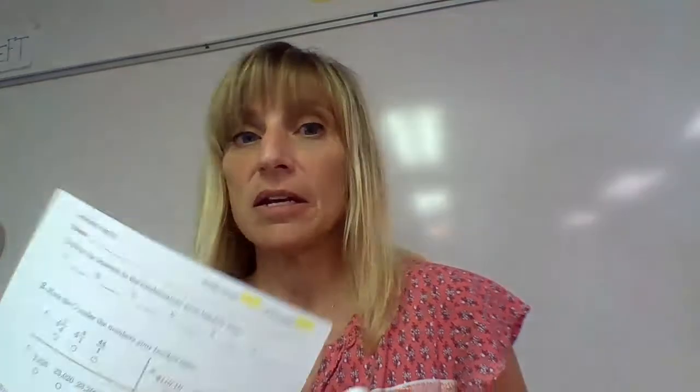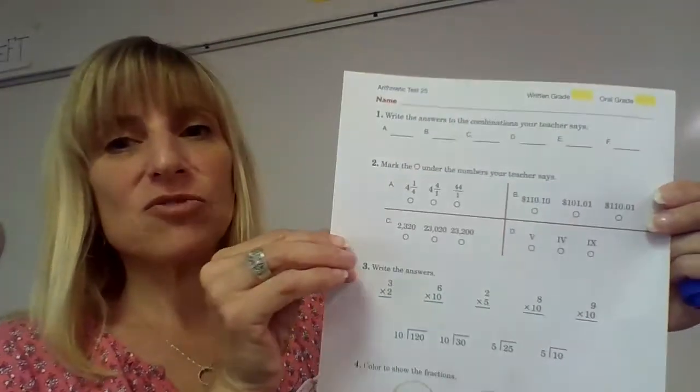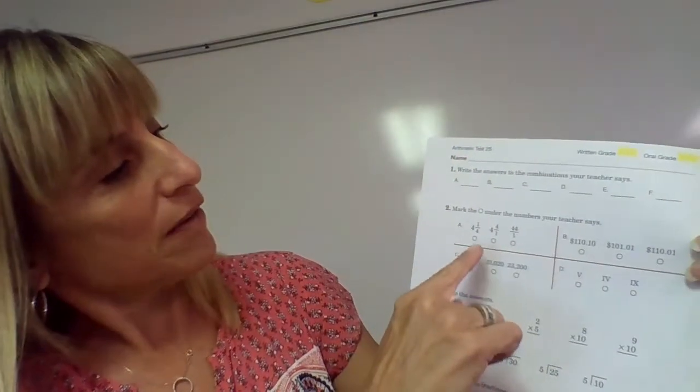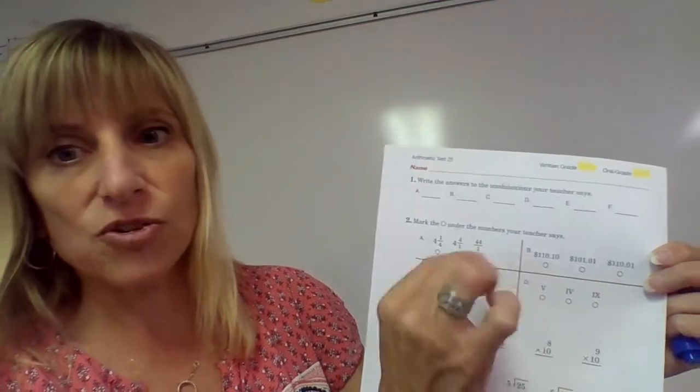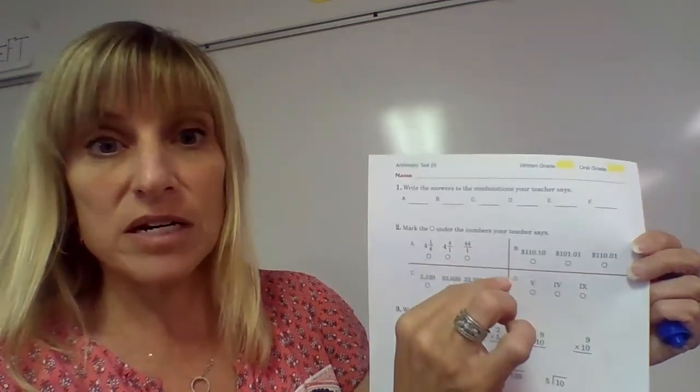And now we're going to go to section 2 of your test. Your test should look like this. Okay, make sure it looks like this. Make sure you have your name on it. So section 2, I'm going to go A, B, C, D. You're going to color in the circle of the number that I say.